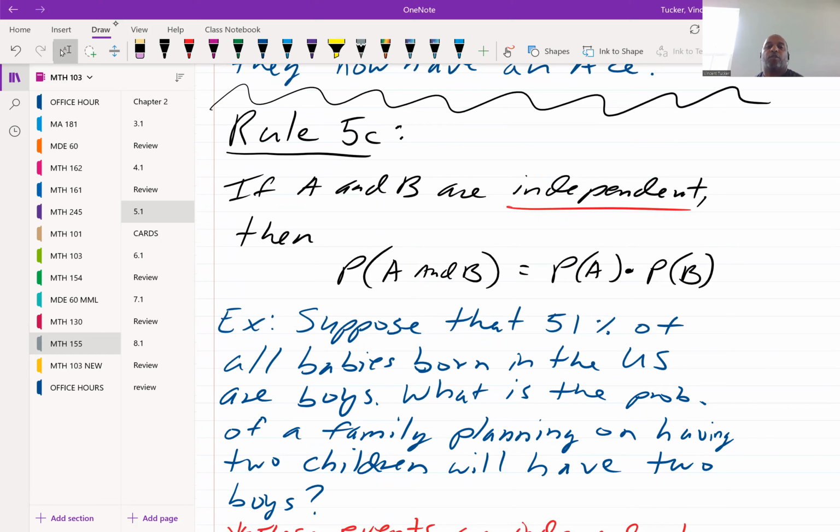All right. Suppose that 51% of all babies born in the US are boys. What is the probability that a family planning on having 2 children will have 2 boys?